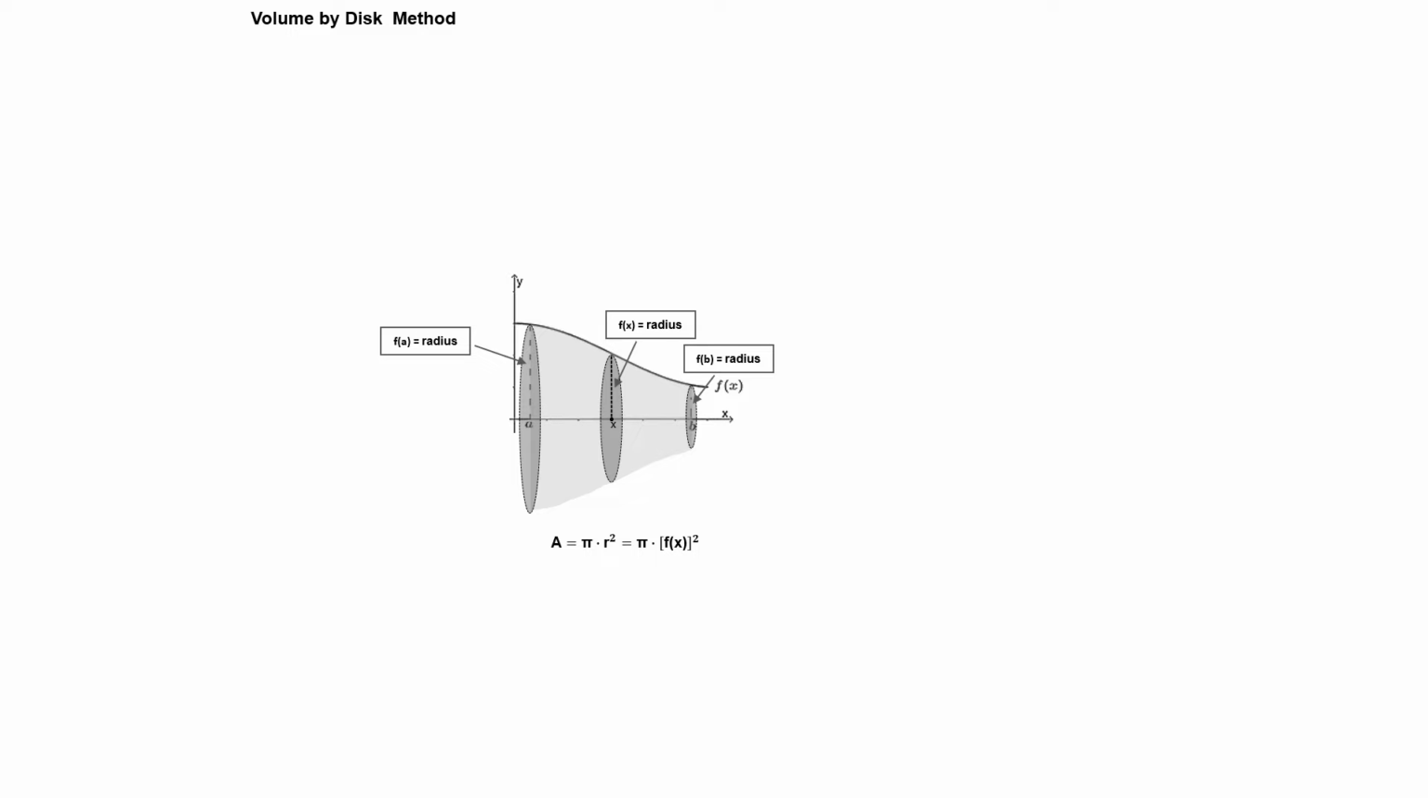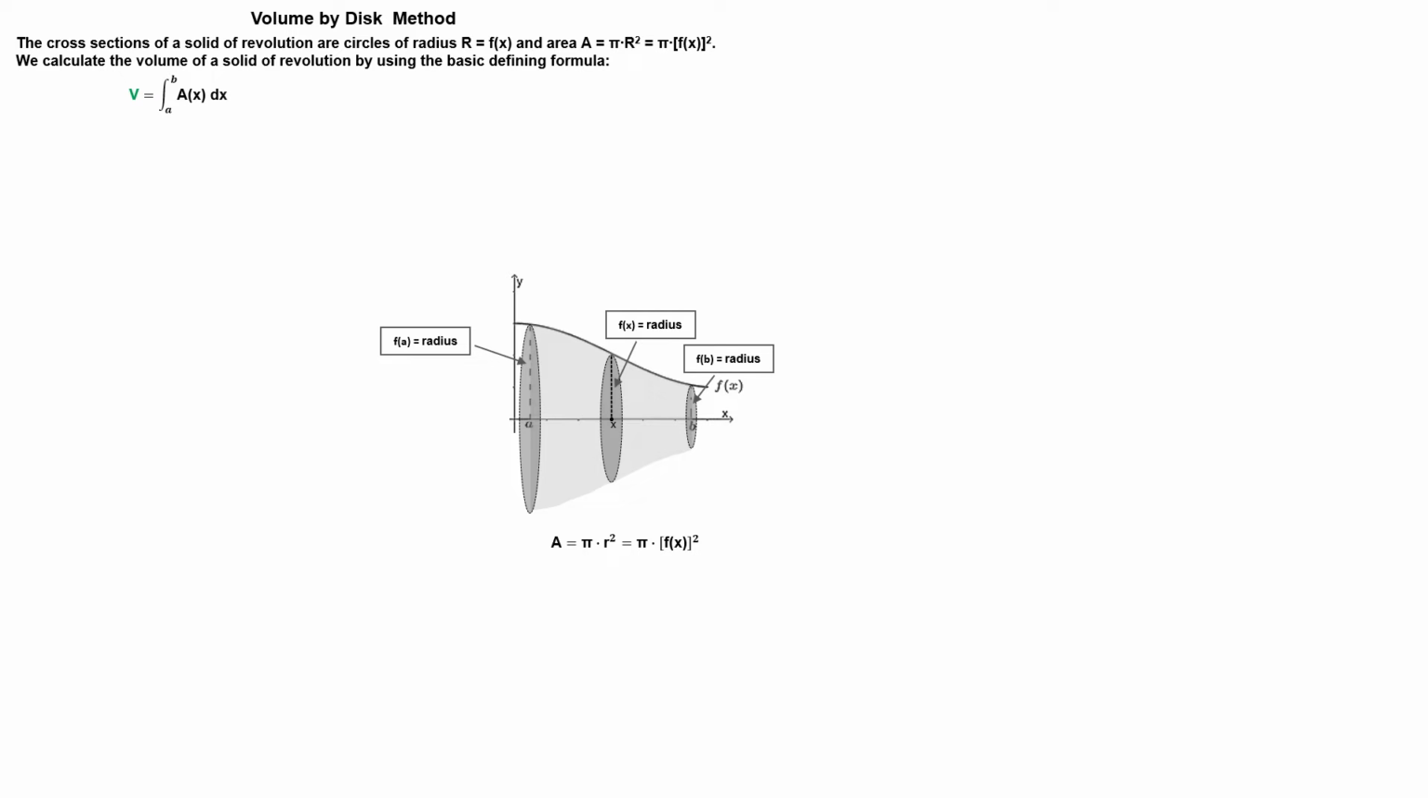Thus, the cross-section perpendicular to the axis of revolution is a circle of radius r, where r is f of x. The cross-sections of a solid of revolution are circles of radius r equals f of x and the area pi times radius squared. We calculate the volume of a solid of revolution by using the basic defining formula.